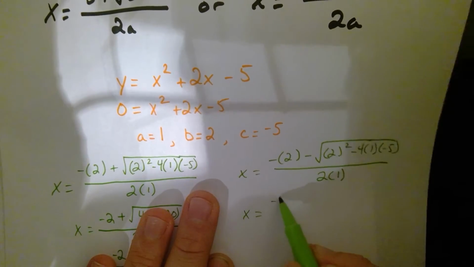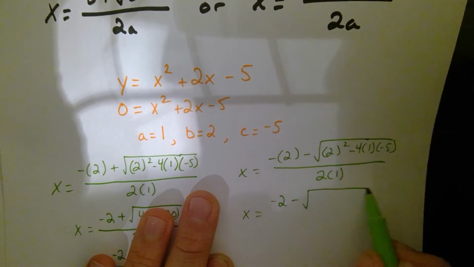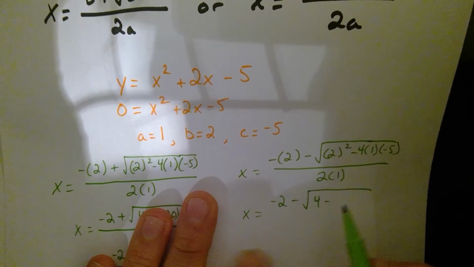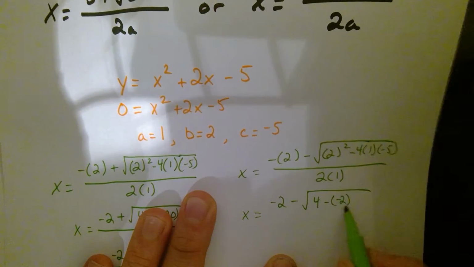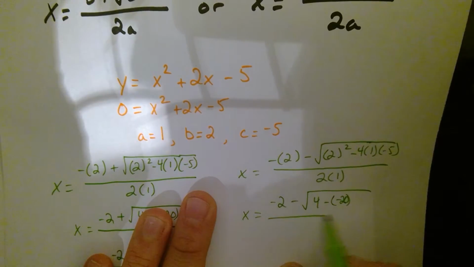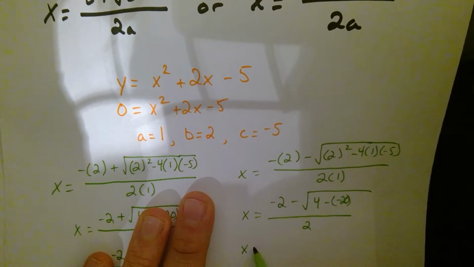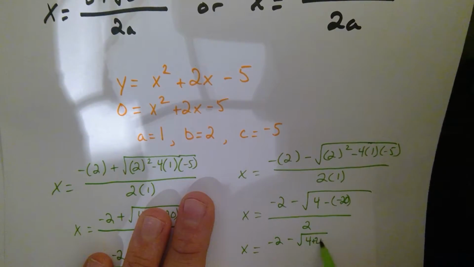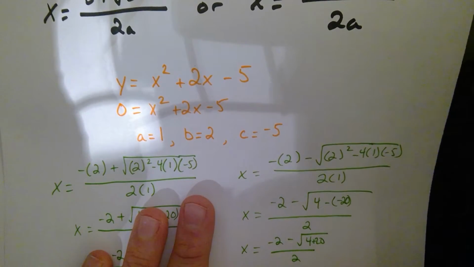So x equals negative 2 minus 4 minus negative 20. Keep that in parentheses. Over 2. X equals negative 2 minus 4 plus 20 over 2. X equals negative 2 minus square root of 24 over 2.